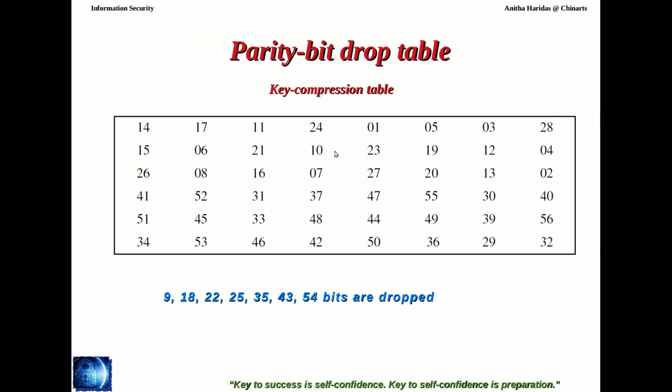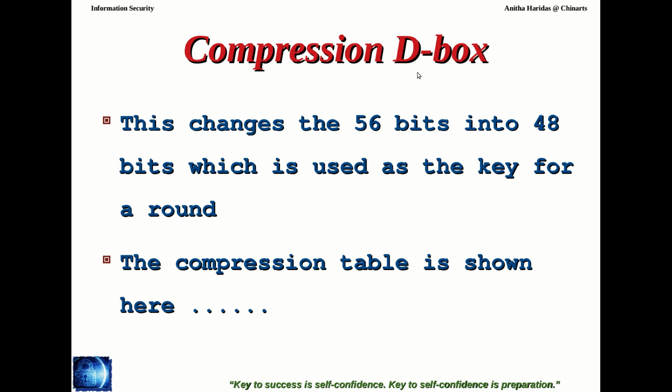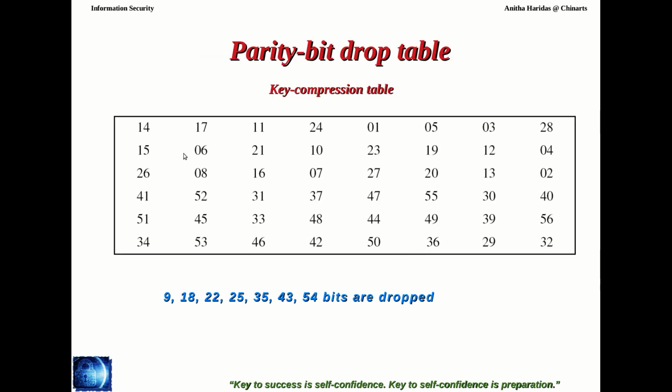Then we go to the compression P box or D box. P box is nothing but permutation box. D box is nothing but diffusion box. Diffusion is generally done by the permutation operation, so that is why the P box and D box are used interchangeably. Using this key compression table, the 56 bits will be converted into 48 bits, and these 48 bits will be given as the round key for the DES function.